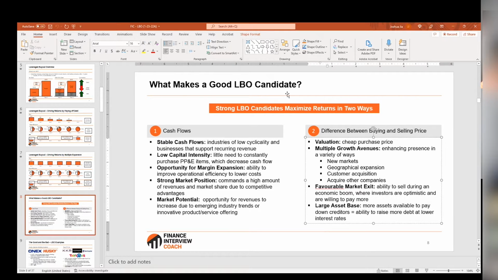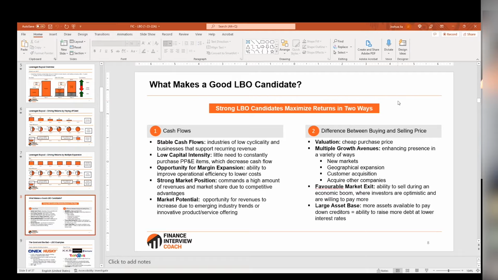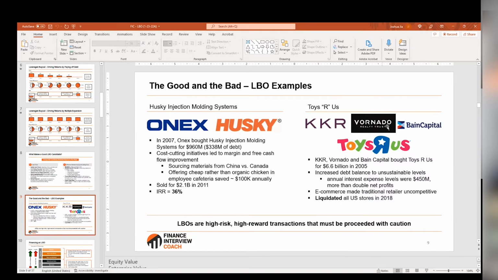And obviously there are other things like valuation and whatnot. And having a large asset base is actually important. People don't mention that, because you can actually borrow money. You need a company that can actually borrow. Otherwise, it's not really an LBO. Okay, cool. So these are some examples.